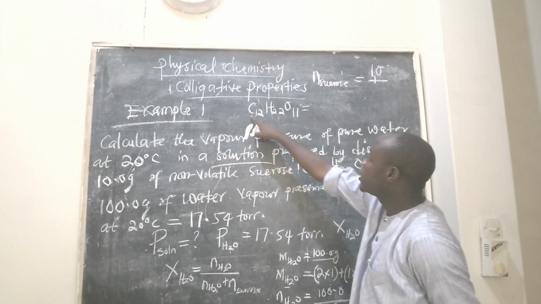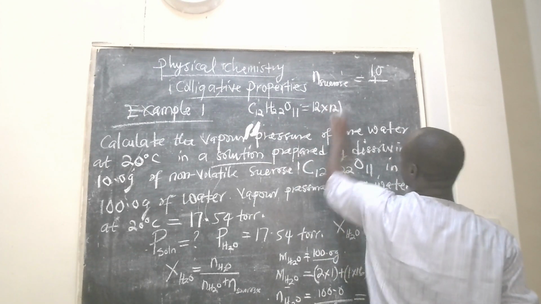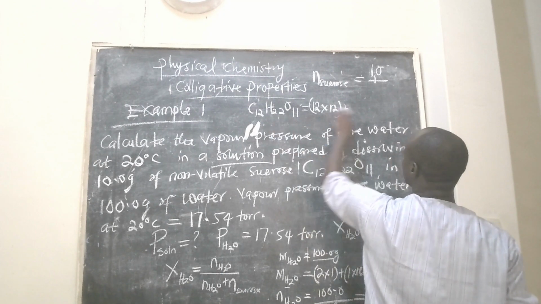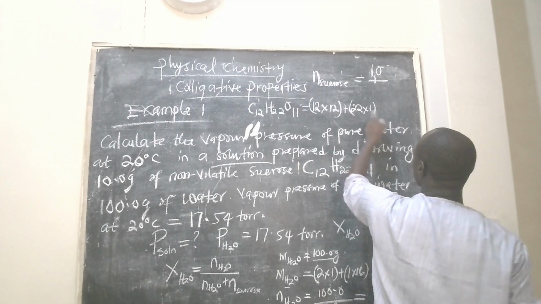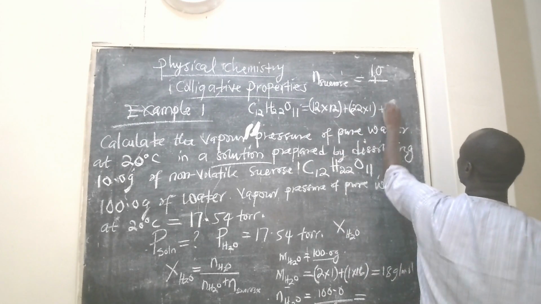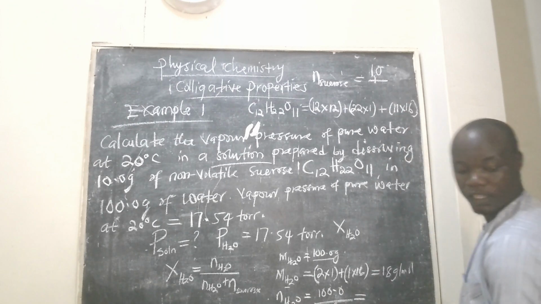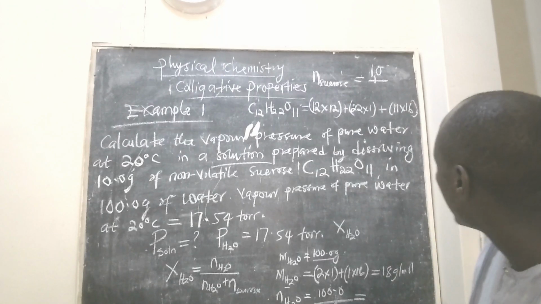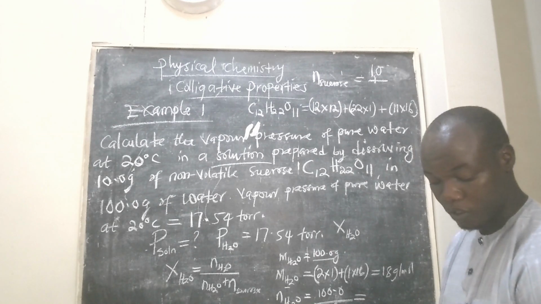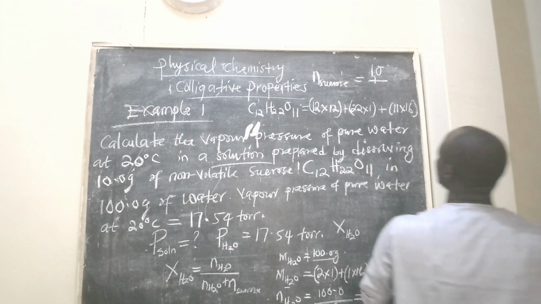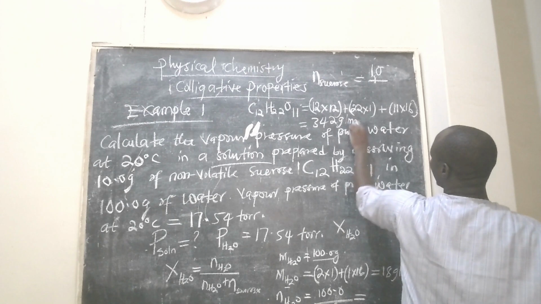We are now going to say how many carbon do we have? We have 12 carbon times the molar mass of carbon, which is 12. And then we also have hydrogen. We have 22 hydrogen, and the molar mass of hydrogen is 1. And then 11 oxygen, so we say 11 times 16. When we add everything together, we get the molar mass of sucrose. So therefore, the molar mass is 342 grams per mole of sucrose.